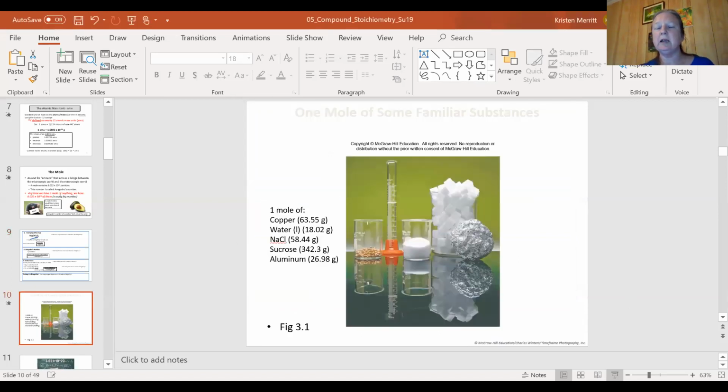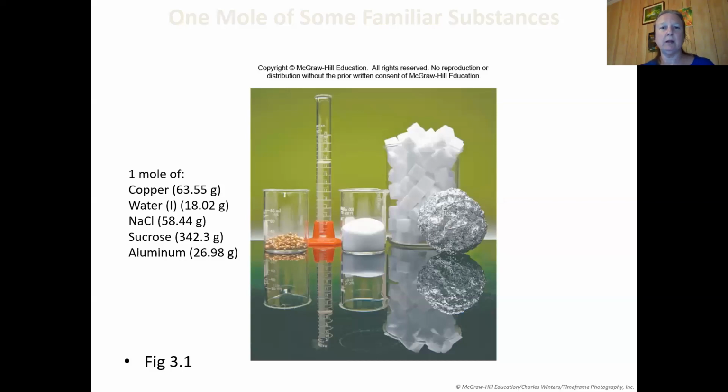So this is what 1 mole of each of these items looks like. Notice how much space they take up. Very different. And they look different. We have a liquid. We have a solid metal. We have 2 solid metals. We have a molecule and we have an ionic compound.